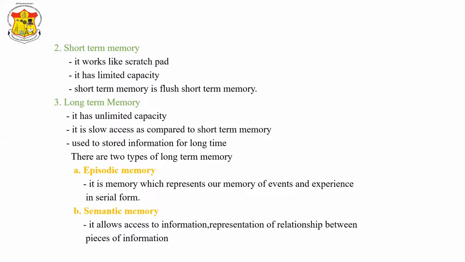So what does episodic memory mean? It is a memory which represents our memory of events and experiences in serial form. In serial form, like in episodes, right? In a TV serial, we know the different episodes are there, right? So these episodes we can remember, right? Semantic memory is a structured record of facts, concepts, and skills which we have acquired. Right? It allows access to information and representation of relationships between pieces of information. That is nothing but semantic memory.